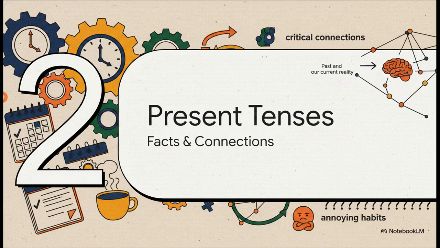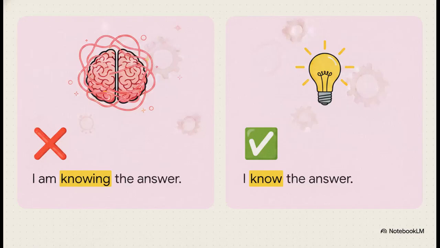Section 2, present tenses in action. Let's address a very common mistake right out of the gate. You might hear someone say, I am knowing the answer. Actually, scratch that, it's totally incorrect. It should just be, I know the answer. Why is that? Well, because certain verbs, like know, believe, understand, or own, are what we call state verbs. They express permanent states, not temporary, ongoing activities. So as a general rule, we don't use them in the continuous ing forms.